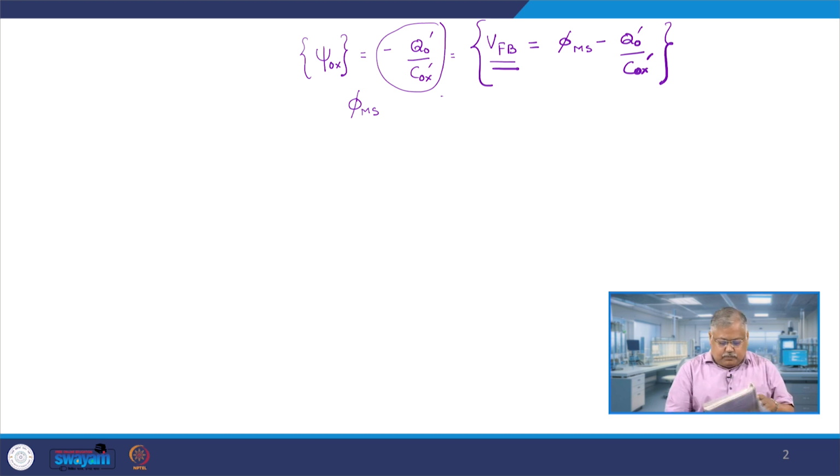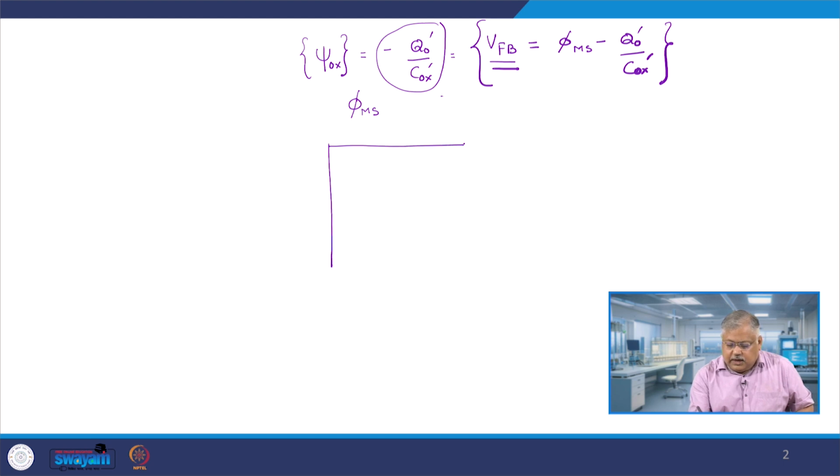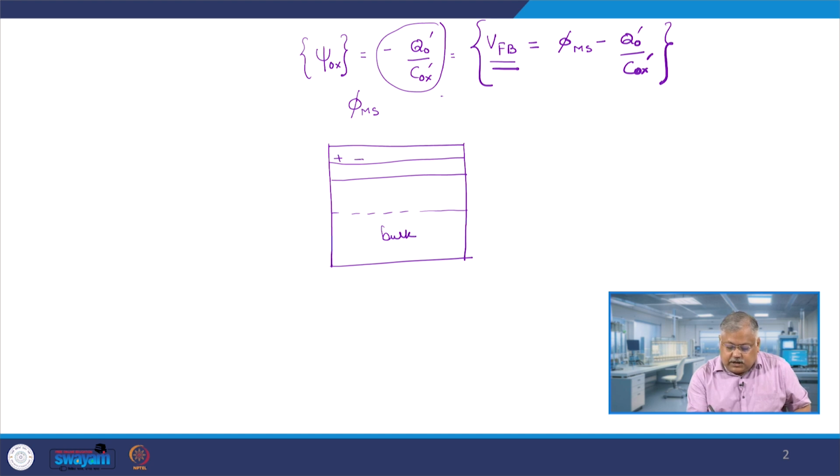Let me draw a diagram for you. Let us suppose I have this MOS device structure here, and this is my metal, then I have an oxide layer followed by the semiconductor. This is the semiconductor bulk which I am talking about, and I have these positive charges, let us suppose, shown as traps in boxes, near the silicon dioxide interface. We will go one by one and explain how these are important to us.